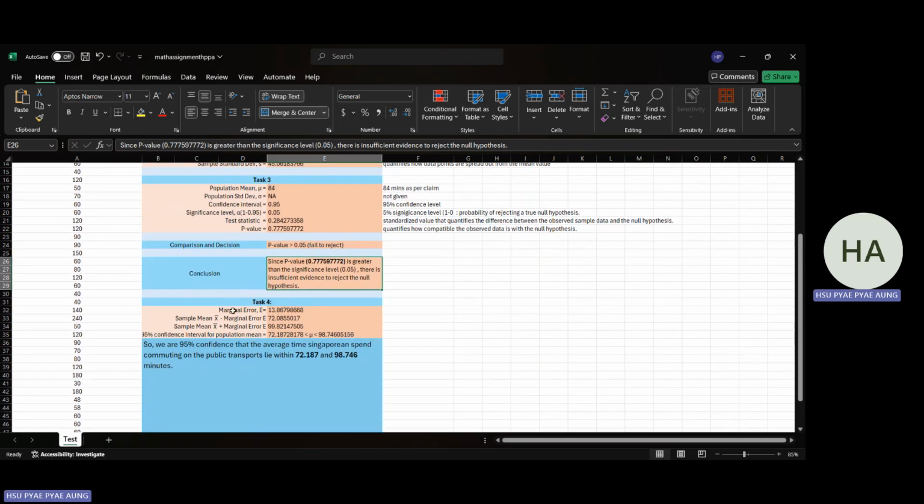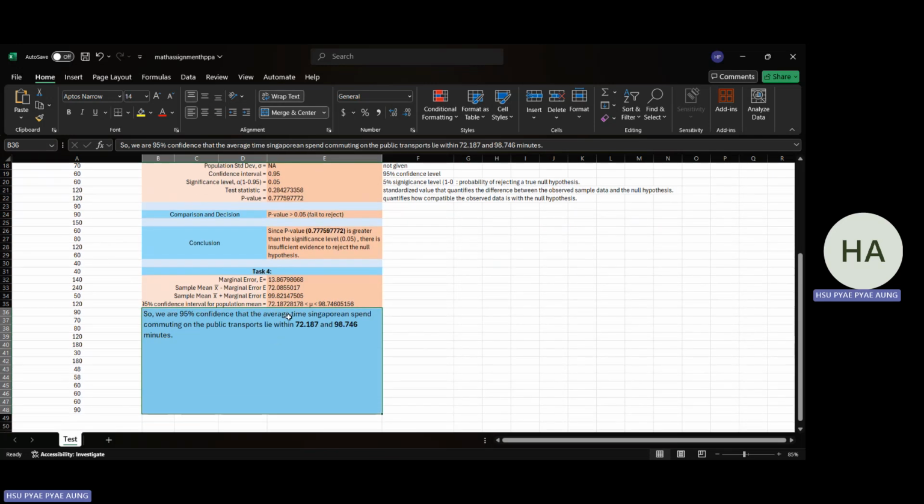For the last step, we calculate the margin of error to find the acceptable range for our observed data outcome. We get the range by subtracting and adding the margin of error from the sample mean. As the final confirmation, we can say that we are 95% confident that the average time Singaporeans spend commuting on public transport lies within 72.187 minutes and 98.746 minutes.